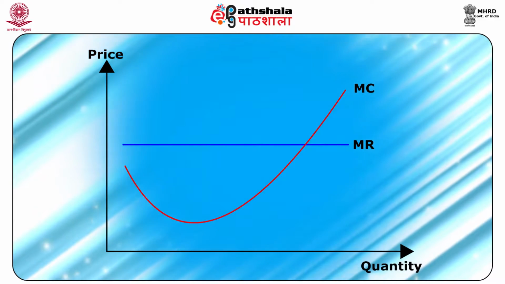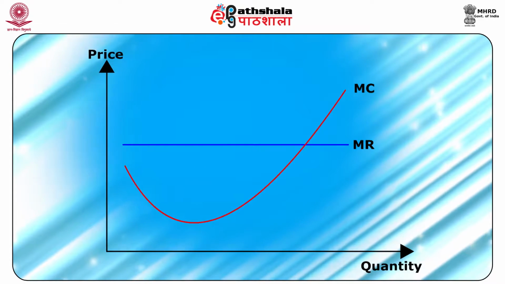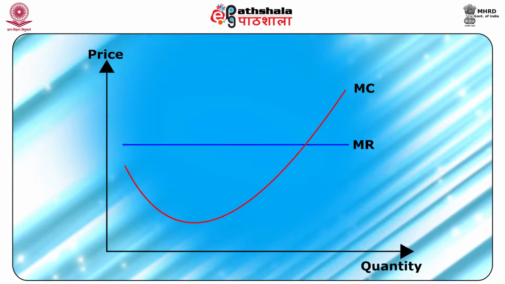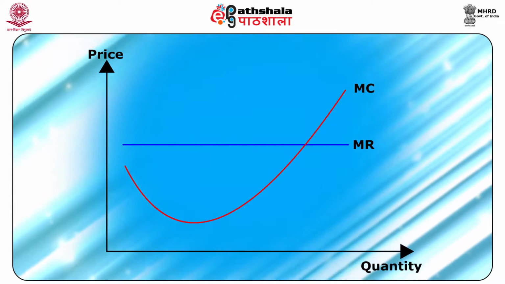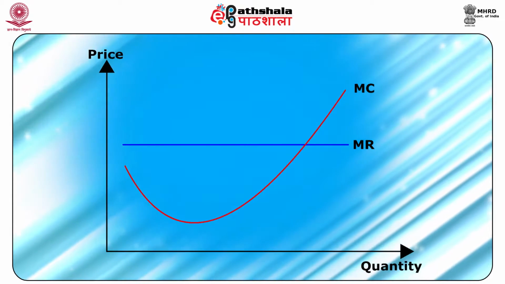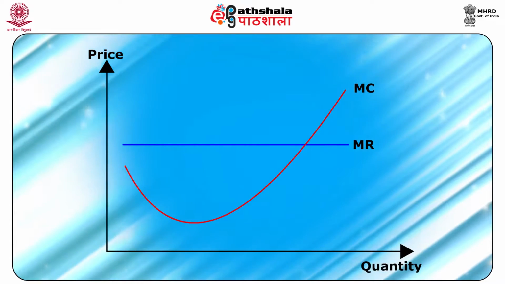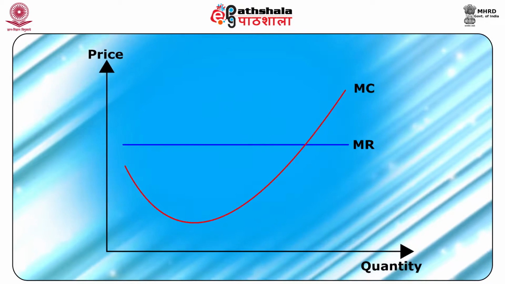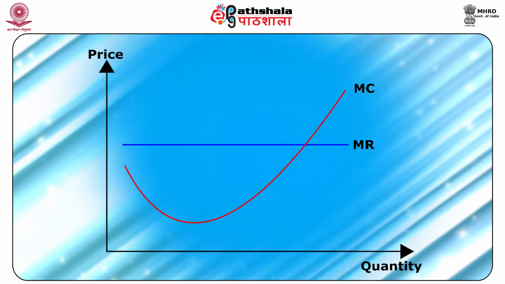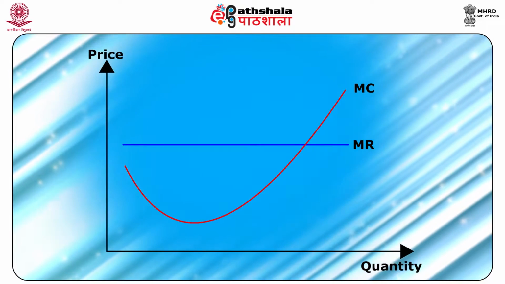Now, the marginal cost curve starts from below the marginal revenue curve, and because it starts rising, there has to be a point at which the marginal cost curve intersects the marginal revenue curve, which is horizontal, parallel to the x-axis. At this point, what do we see? We see that the marginal cost is exactly equal to the marginal revenue. Let us call the output at this point Q.